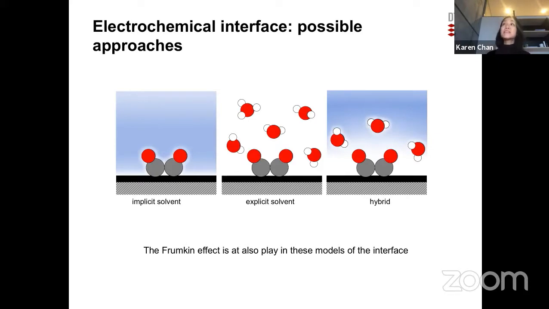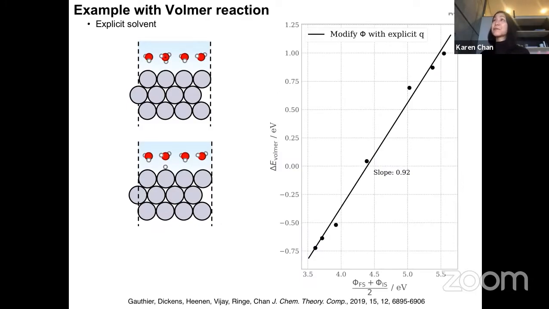And this effect is best illustrated with an example. So let us start with a Volmer reaction, which I have shown here as a cartoon. It is a proton-electron transfer to the surface to form this simple adsorbed hydrogen. This is the simplest reaction that we can think of.